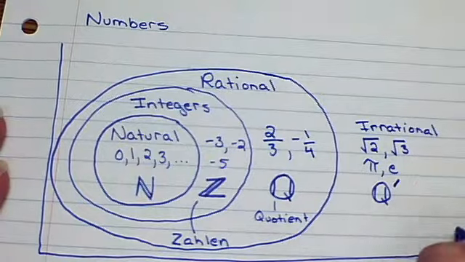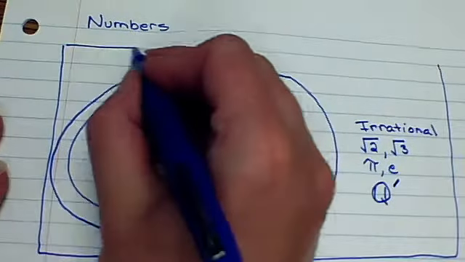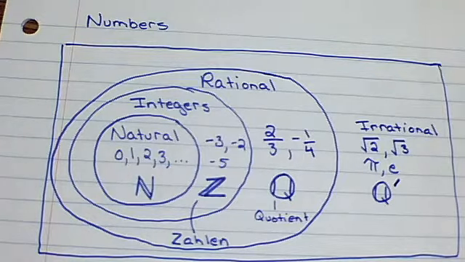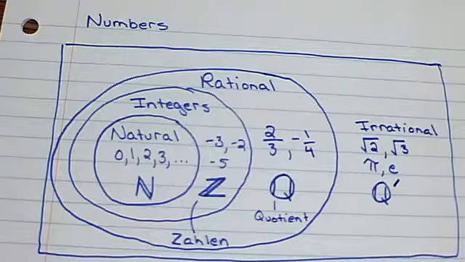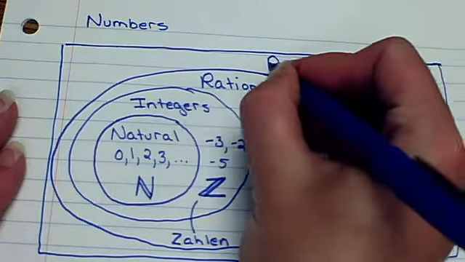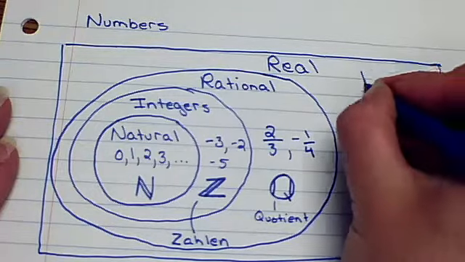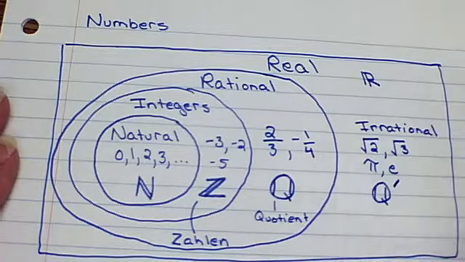Now, if I take all the irrationals and all the rationals, I can put them all together and have the full number line. It's every little bitty thing. It makes it a continuous number line. And that number line is our real numbers. Now, the real numbers, of course, you know this symbol, the fancy R.